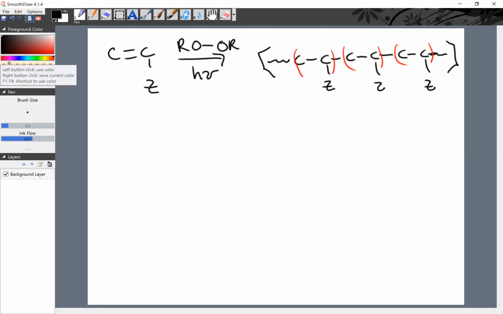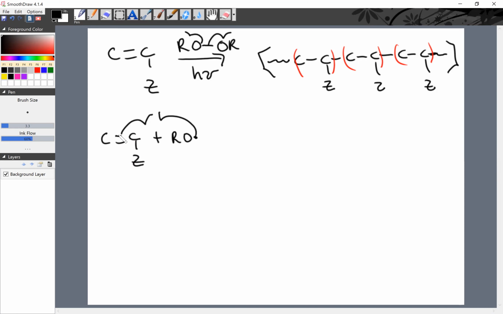Okay, first step. You know, I should draw that differently so it doesn't look like I'm making the bond right there. Because we know that this is the one that connects to the OR. All right, so our first intermediate. All right, there's our first one.